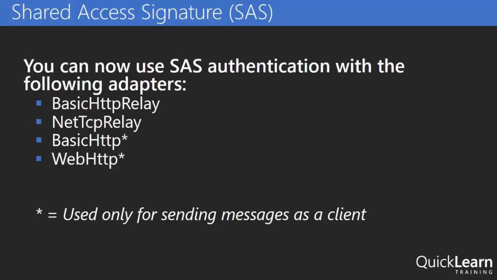Now, on the client side, I can use the basic HTTP adapter to connect to one of those relays, and I'll have the ability to use shared access signatures for authentication with those relays that are hosted out there, as well as the web HTTP adapter. So if there's a RESTful service that has a relay endpoint, I want to be able to send that kind of token, I can do that there.